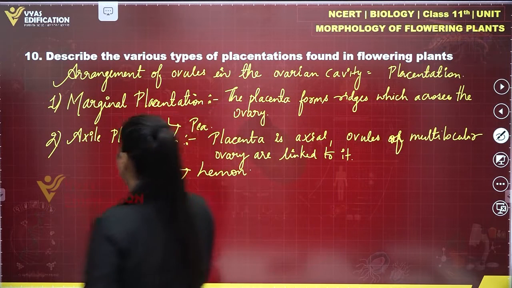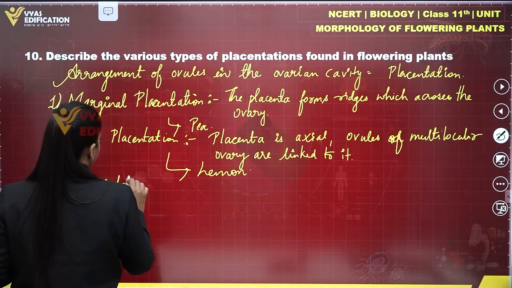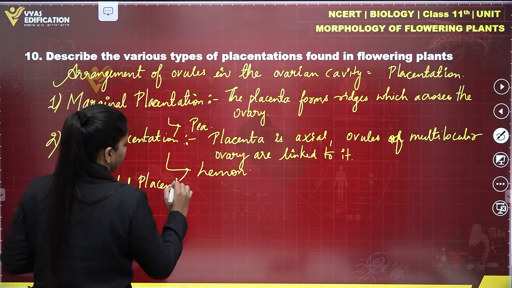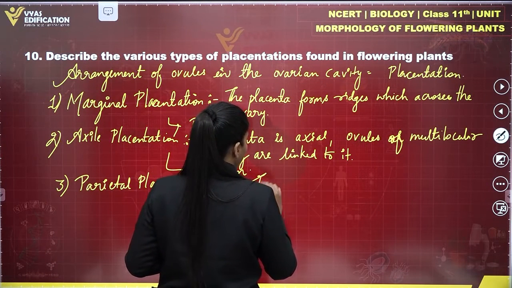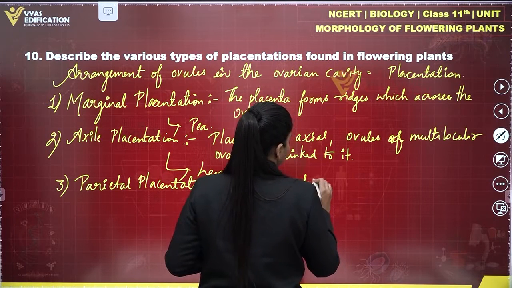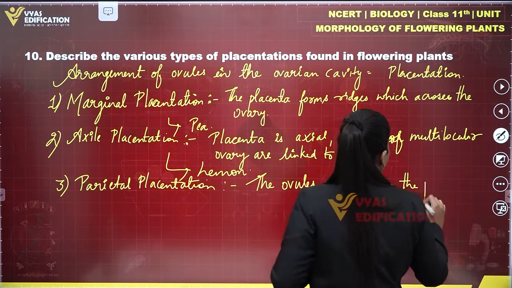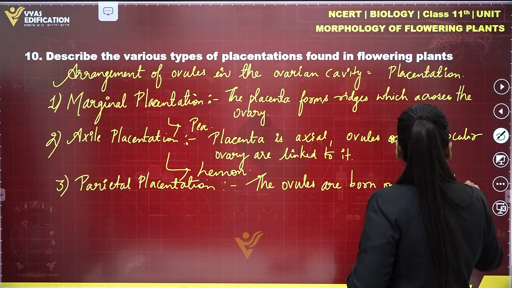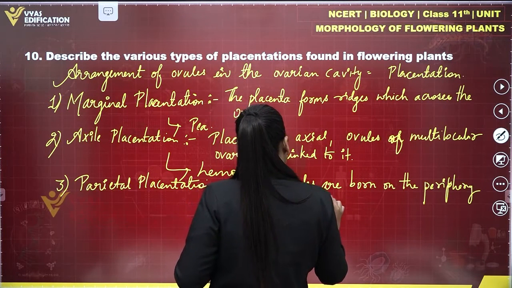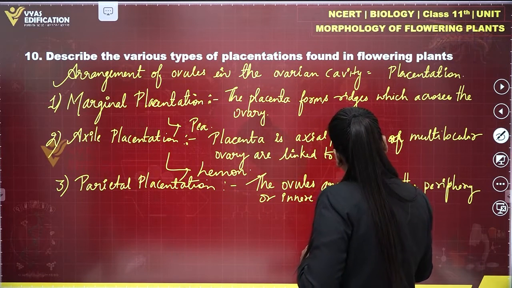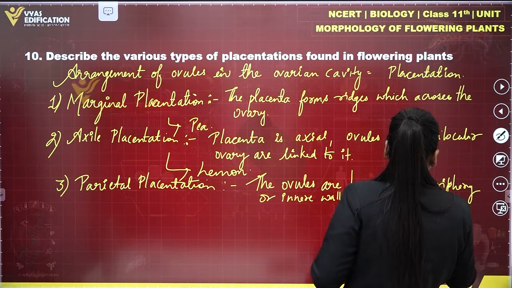Then we have the third type of placentation, that is parietal placentation. In this type of placentation, the ovules are borne on the periphery or inner wall of the ovary. And we have an example for this as mustard.